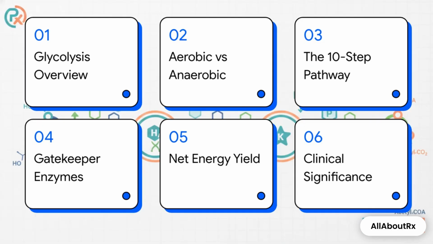Here is our macro to micro roadmap. We'll cover the glycolysis overview, aerobic versus anaerobic pathways, the 10-step pathway, the 3 gatekeeper enzymes, the net energy yield, and finally, the clinical significance.